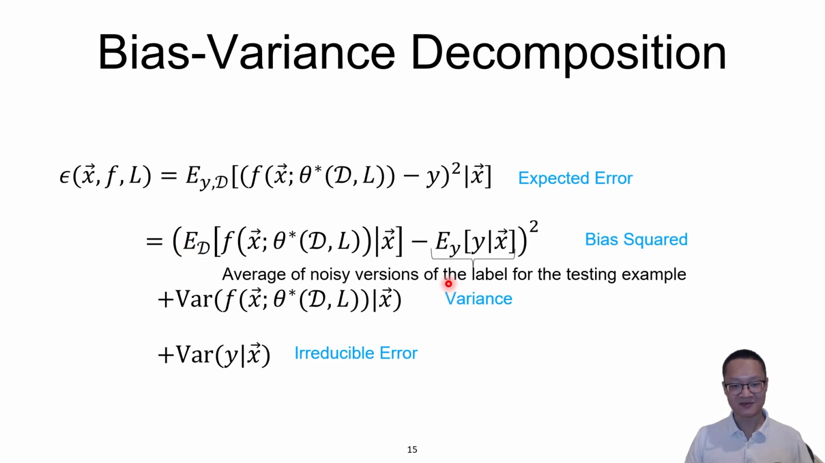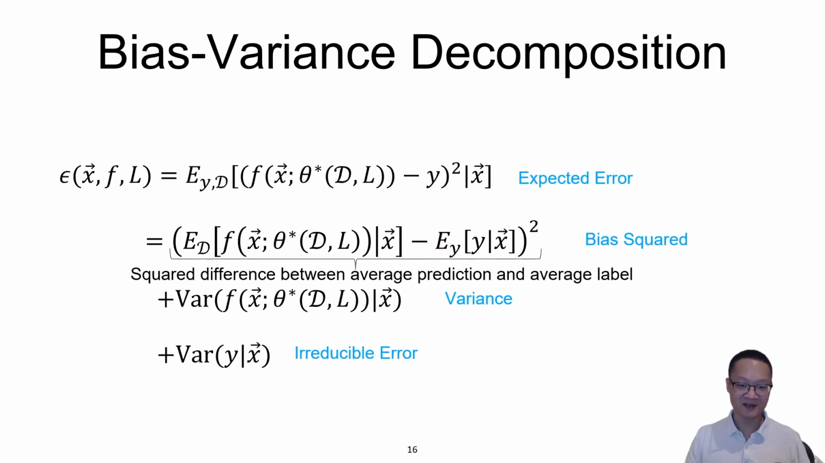We take that and subtract the noisy version of the label, so the average of the noisy versions of the label for the testing example. We said that y could be changing. Every time you plug in the same x, y might be different. So here we're taking the expectation over y. We take the average prediction minus the average label and then square that. This term is called the bias squared.